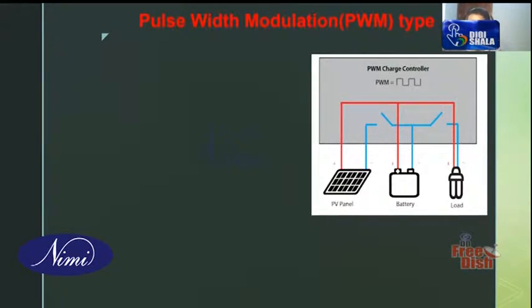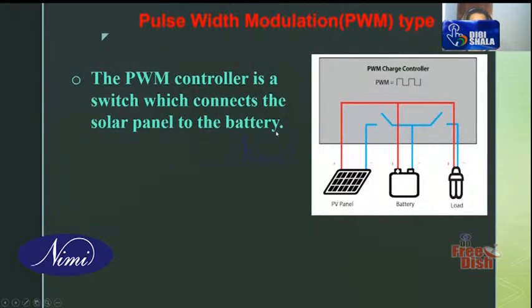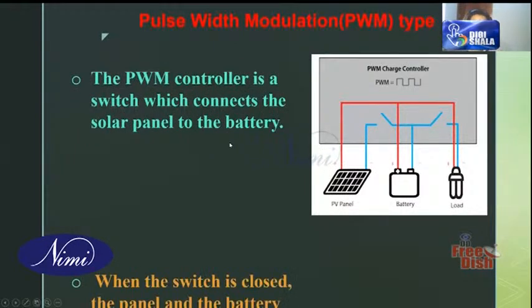Now whatever the voltage is set, for example 13.5 volt, it will be accepting only 13.5 volt and the corresponding current only. Whether the solar module is generating more voltage and current, irrespective of that, this is fixed. So this is just like a switch. The PWM controller is a switch only. It is connecting the solar panel to the battery.